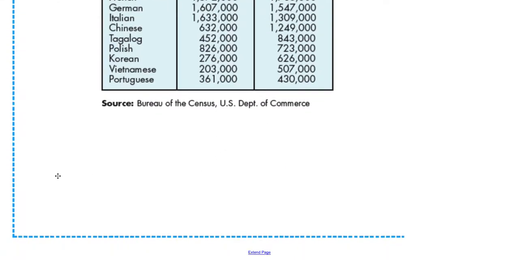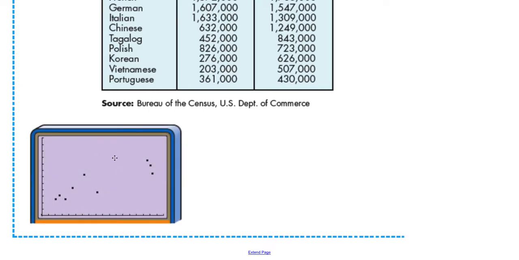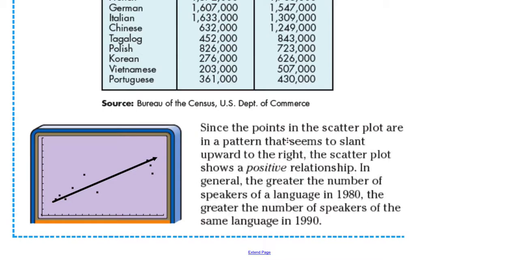So what can we derive from this? And this is our scatter plot right here. And if you notice, our scatter plot looks like it's trending, slanting upward. So since the points in the scatter plot are in a pattern that seems to slant upward to the right, the scatter plot shows a positive relationship. So in general, the greater the number of speakers of the language in 1980, the greater the number of speakers of the same language in 1990.